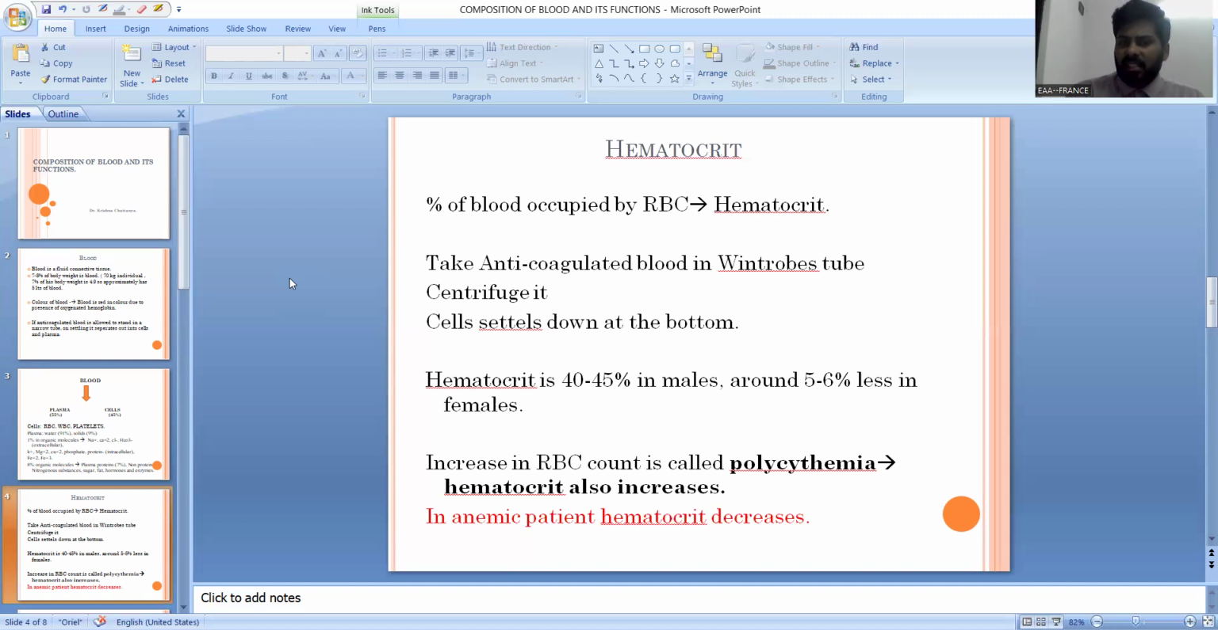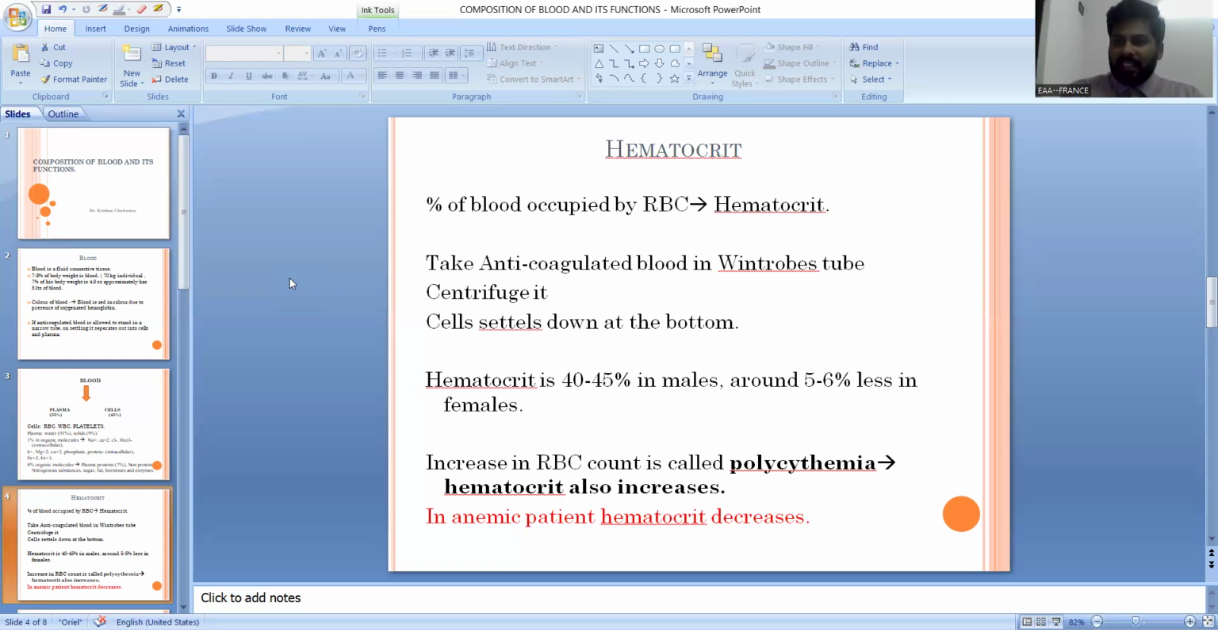Once centrifugation is done, what happens? The cells which are heavier get settled in the bottom, right? These cells which are getting settled down in the bottom play an important role. And hematocrit is around 40 to 45% in males, whereas it is somewhere around 5 to 6% less in females.